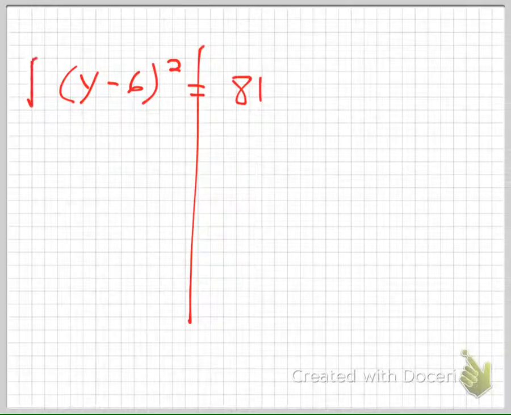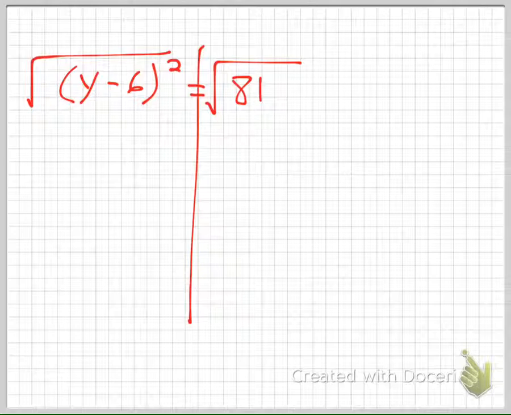What about square rooting that whole side and square rooting this whole side? What is y minus 6 squared, square rooted? What number times itself equals y minus 6 squared? Just y minus 6, right? Because y minus 6 times y minus 6 would be y minus 6 squared. So now it's just y minus 6. What is the square root of 81?